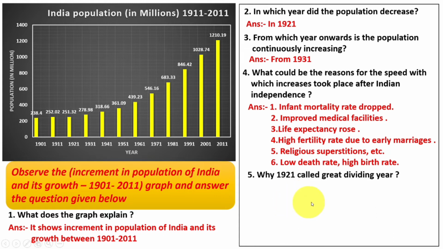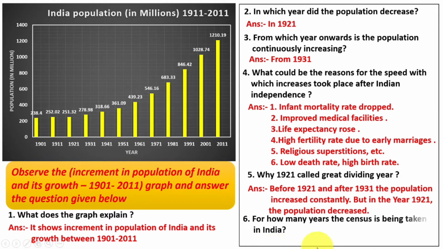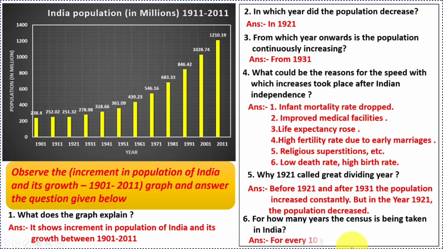Why is 1921 called the great dividing year? Here see, in 1921 it decreased. Before 1921 and after 1931 the population increased constantly, but in the year 1921 the population decreased. That's why it is called the great dividing year. For how many years is the census taken in India? It is clear from this table: 1901 to 1911, 10 years, and 1911 to 1921, 10 years. So every 10 years there will be a census in India.